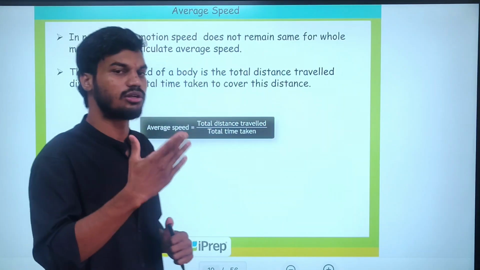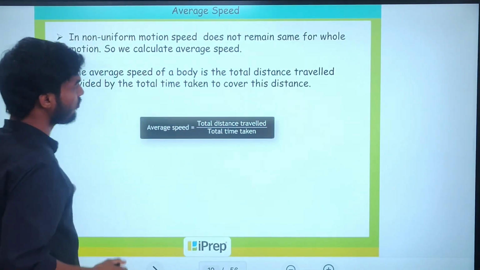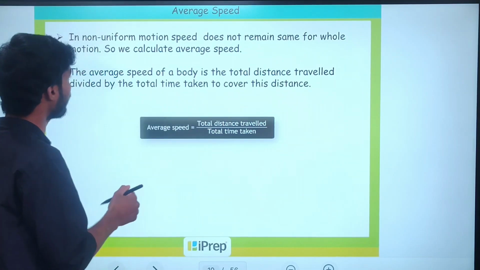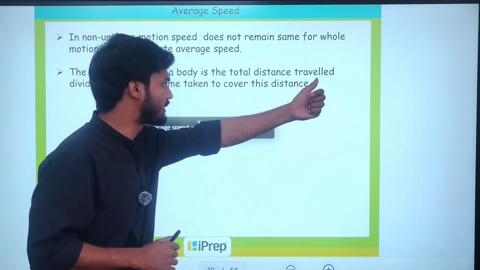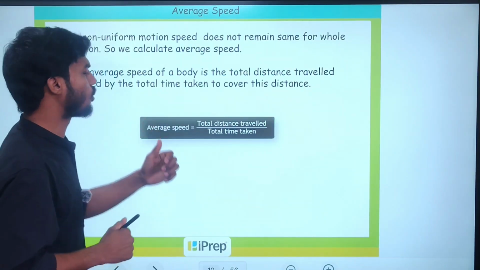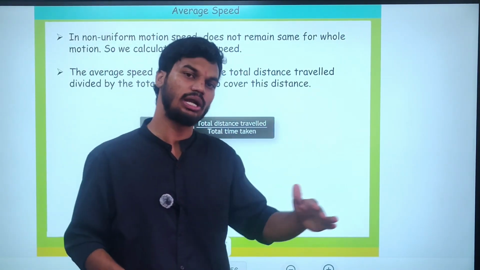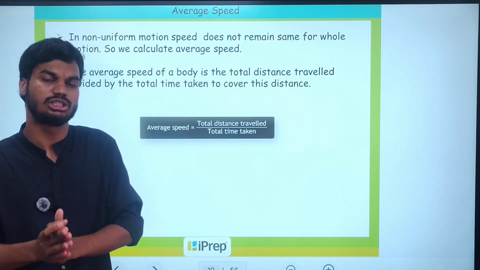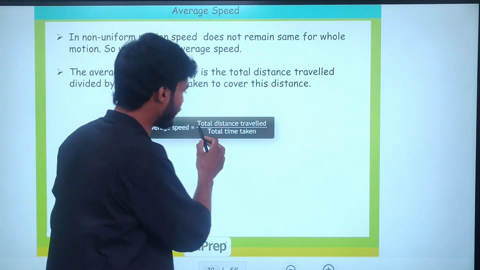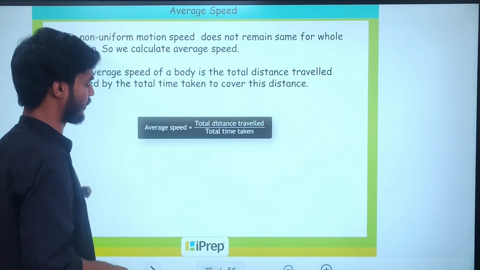Decreasing. So speed is not constant. So for that, in non-uniform motion we are taking average speed. Coming to average speed: the average speed of the body is the total distance traveled divided by the total time. Simply, for that reason you have to take the total distance and total time taken. Then we can get the constant or average speed. Average speed is equal to total distance traveled over the total time taken. That is known as average speed.